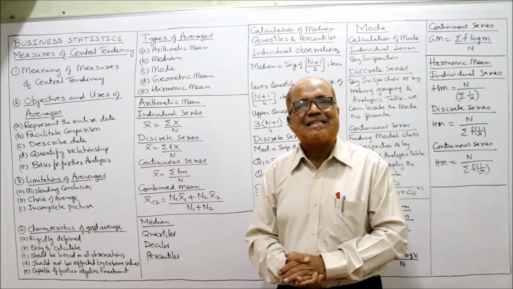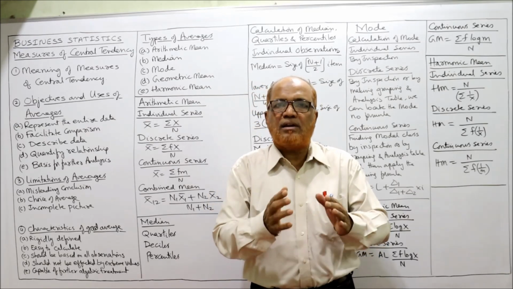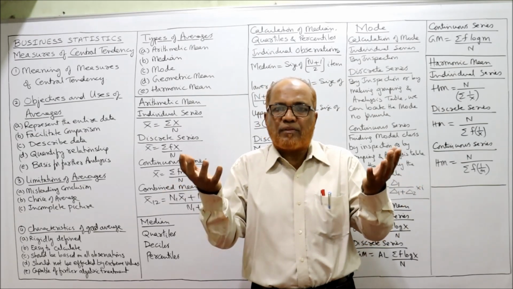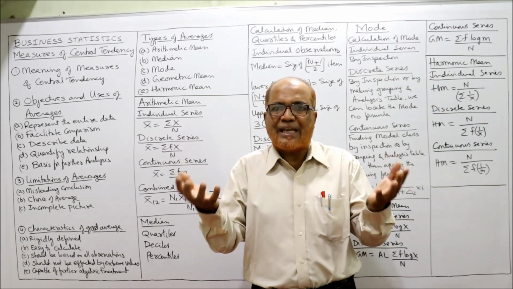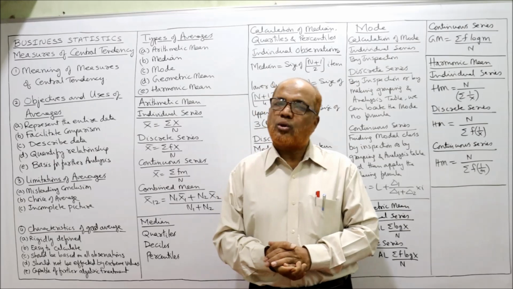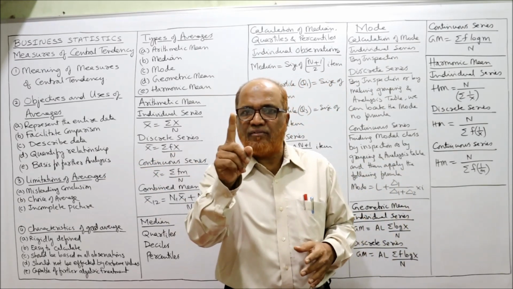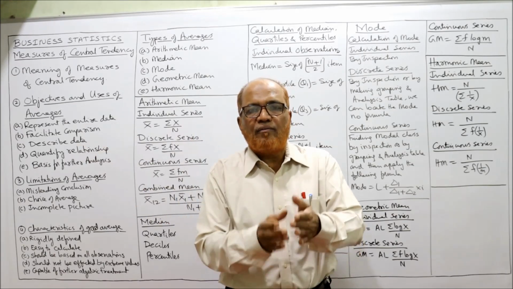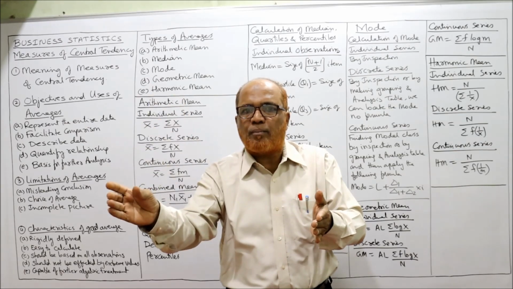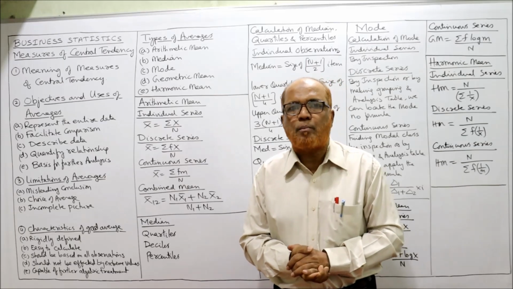Next one, facilitate comparison. By calculating this average, we can easily compare the performance or the nature of two different groups, two different populations. So comparison is very easy. Simple example, 2 batsmen. We want to select any one of the batsmen, A batsman, B batsman. We are calculating the average performance of A batsman and the average performance of B batsman. By comparing the averages, we can judge which batsman is better.